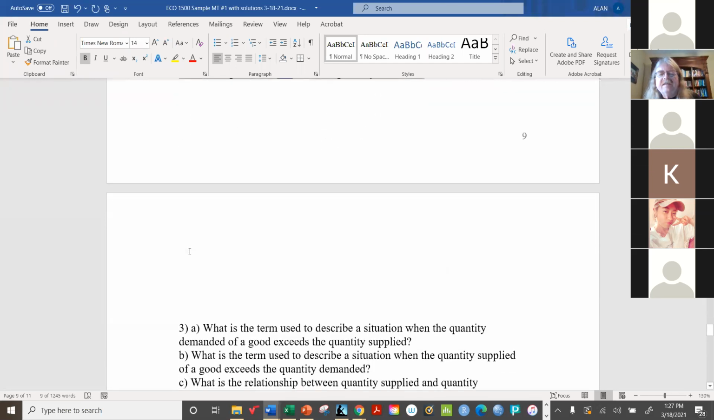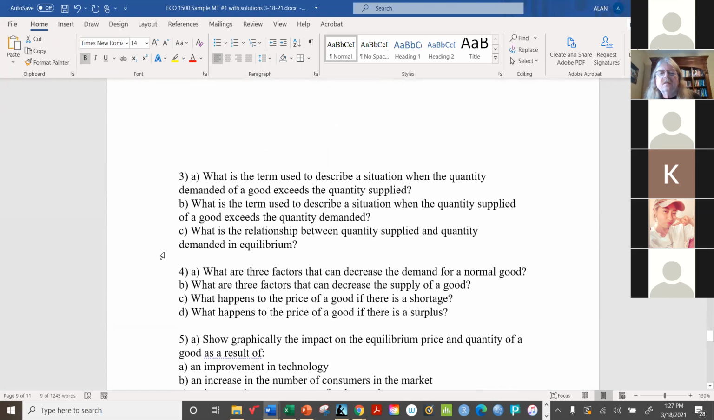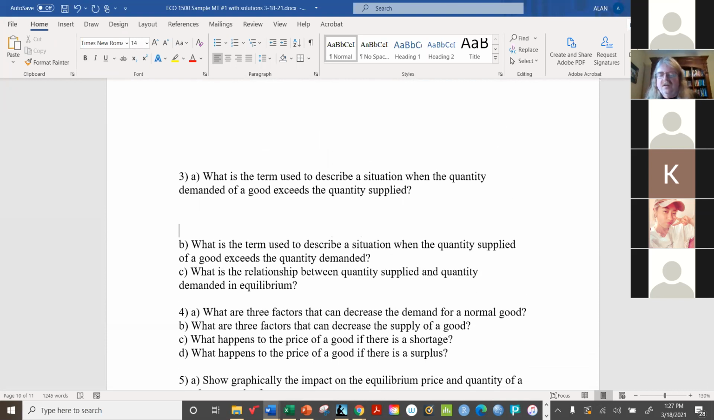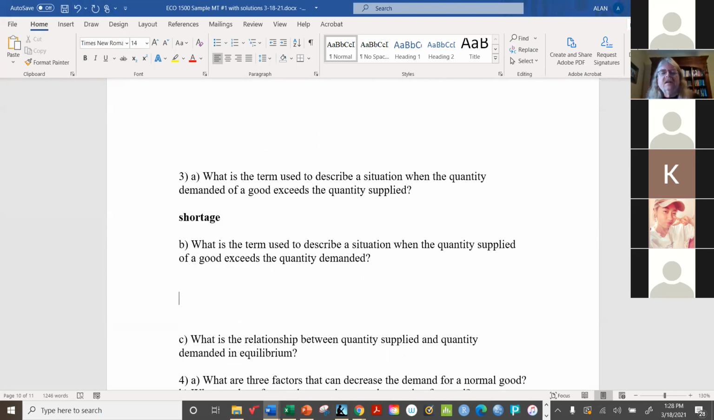Okay, now what do we have down here? Ooh, these don't require any kind of graphs. How sad is that? What term is used to describe a situation when the quantity demanded exceeds the quantity supplied? This is a shortage, of course. People want to buy more of the product than is being made available to them. Now you could draw a picture too, of course, but it's not really needed.